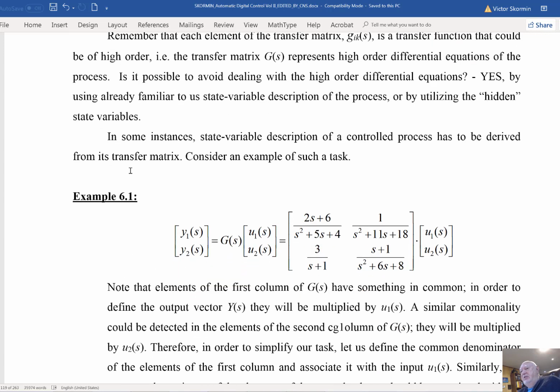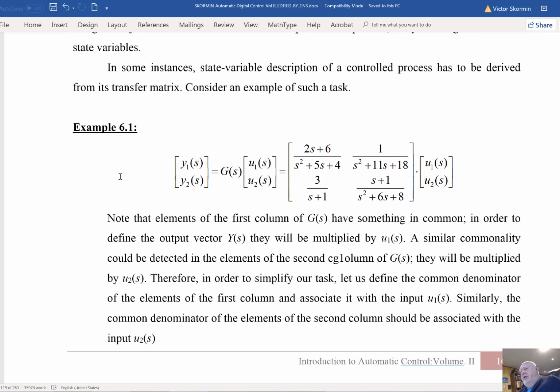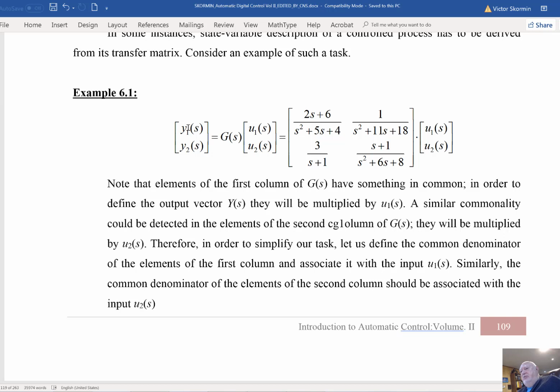I guess this is a good example that would enable you to very clearly take a look at the description of a 2-input, 2-output control system, or control plant at this point. It has 2 outputs, Y1 and Y2, and these outputs are related through this transfer matrix to 2 inputs, U1 and U2. And here I am giving you an explicit definition of this transfer matrix of the system.